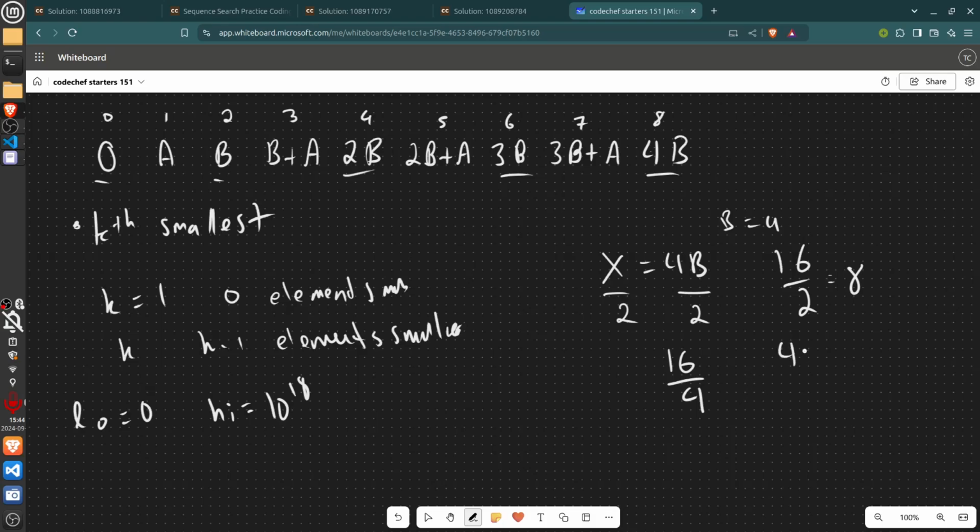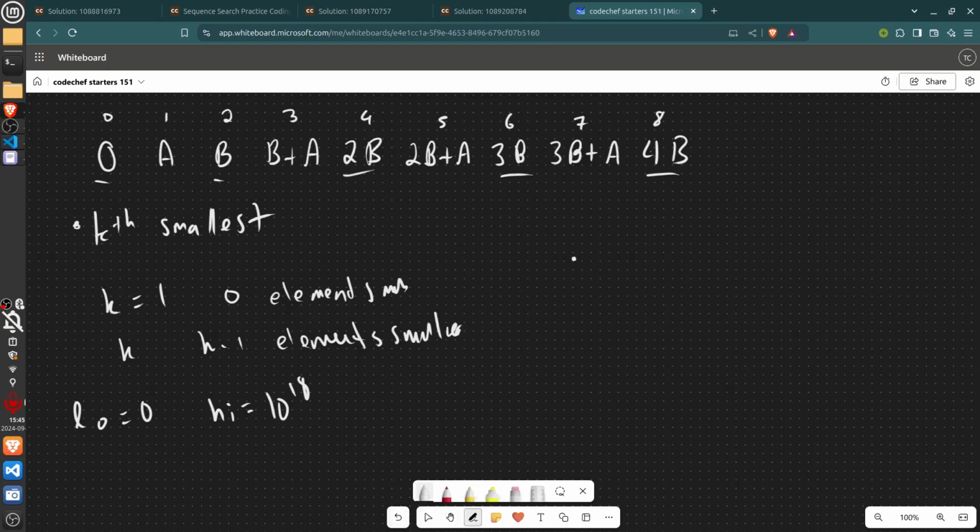Okay, so take this and divide by b. You'll get 4, right? So we'll look at an example. Let's say I have 4b, and let's say I divide by b. That will get me 4.